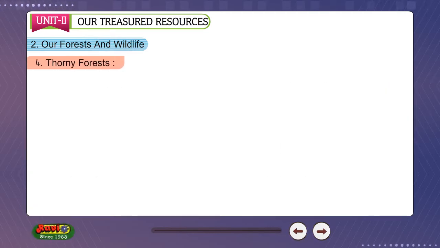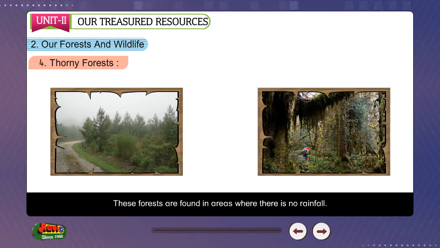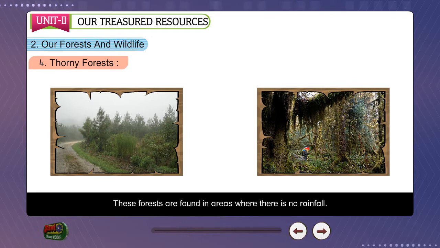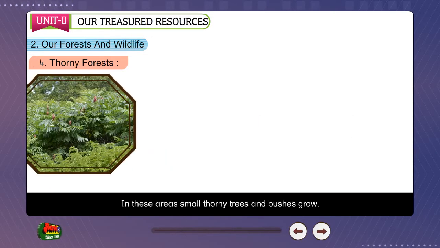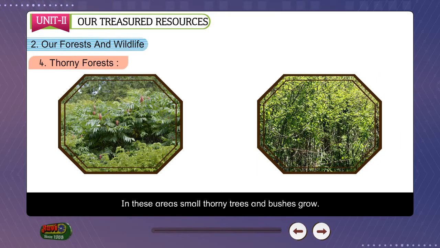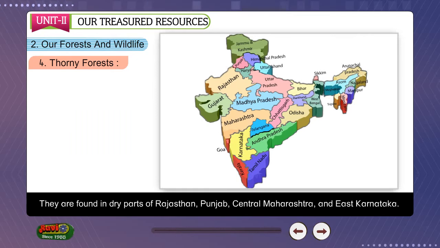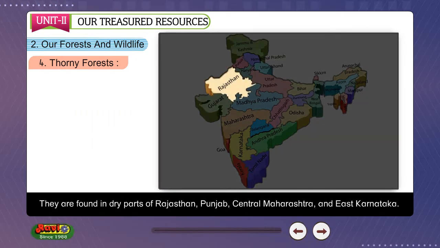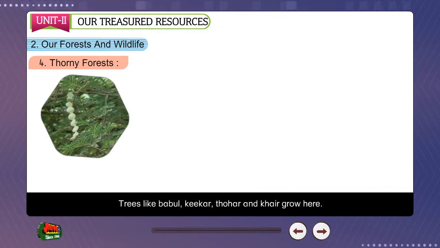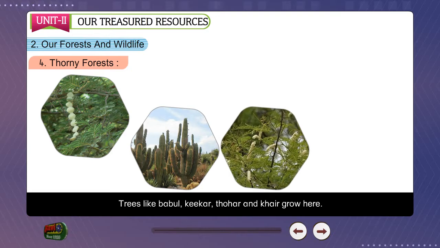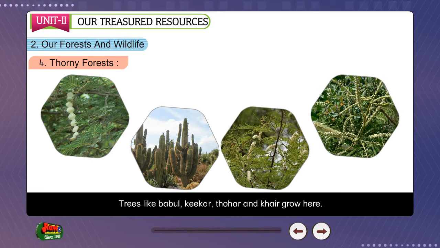4. Thorny Forest. These forests are found in areas where there is little rainfall. In these areas, small thorny trees and bushes grow. They are found in dry parts of Rajasthan, Punjab, central Maharashtra, and east Karnataka. Trees like babool, kikar, thohar, and khair grow here. These thorny trees live long without water or rainfall.